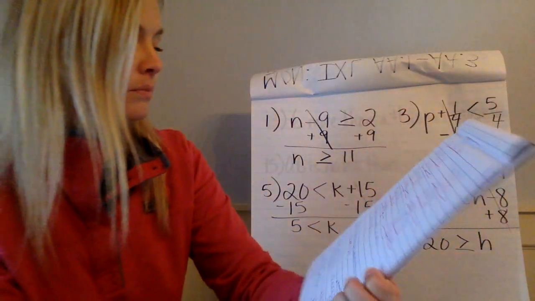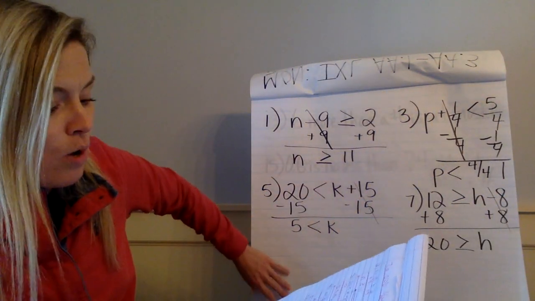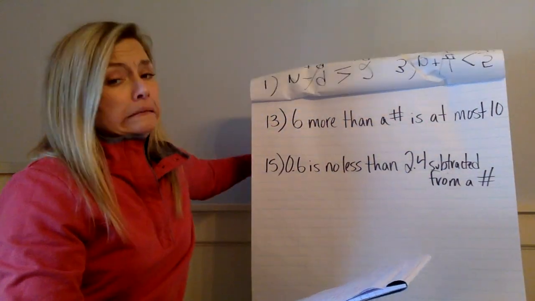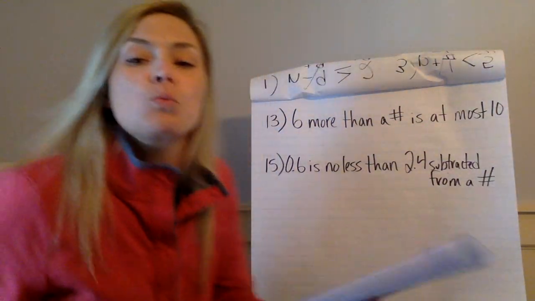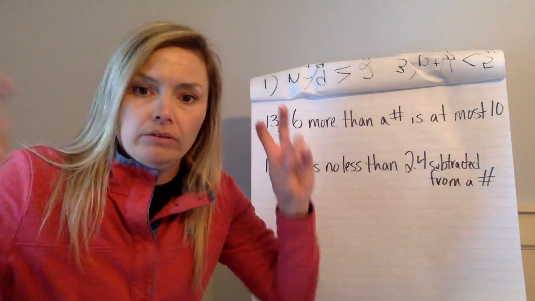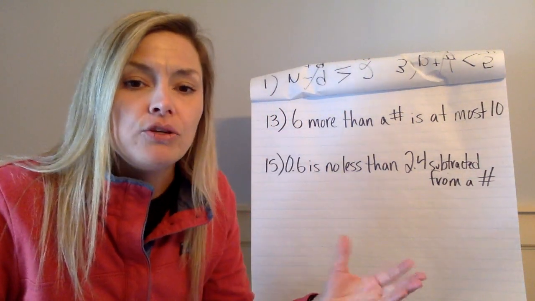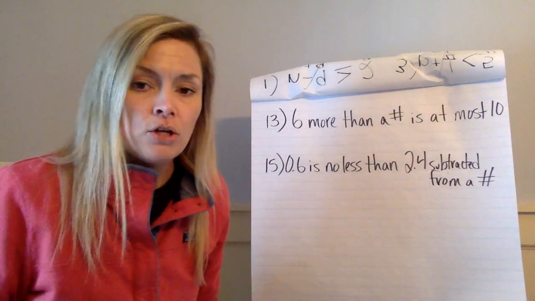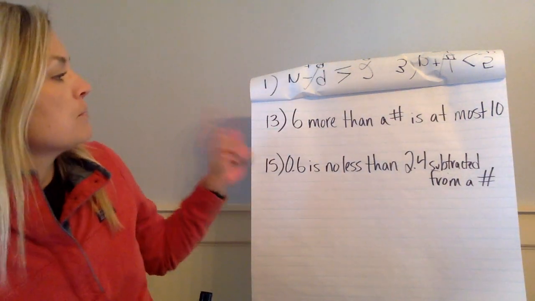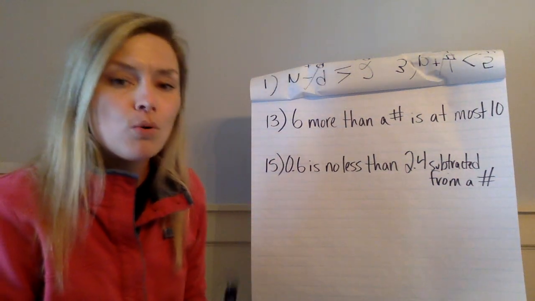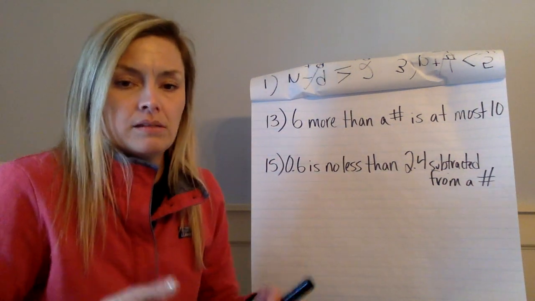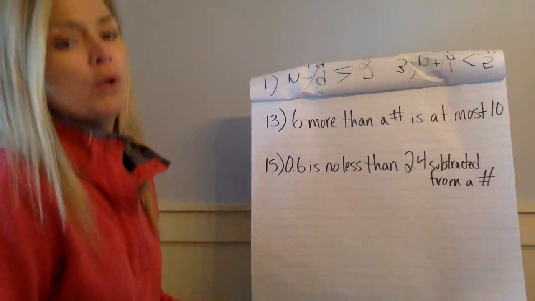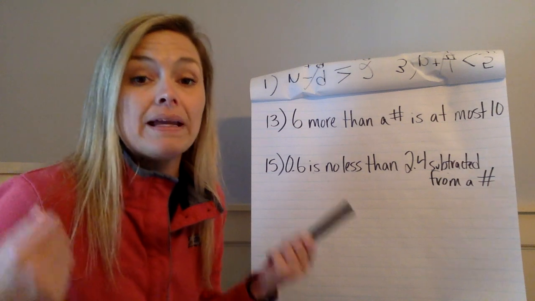All right. So that brings us to questions 13 and 15, which want you to do this translating. It gives you the word sentence, and you need to write the inequality that is being represented. So in number 13, it says, 6 more than a number is at most 10. 6 more than a number, we don't know, so that's going to be our variable. And more than would indicate that we would be adding.